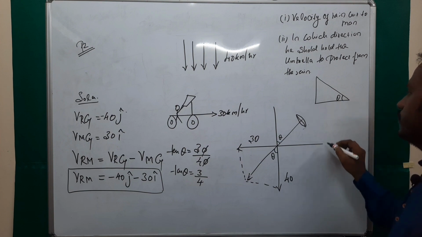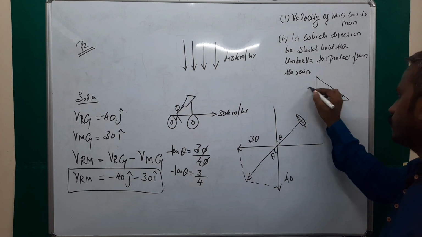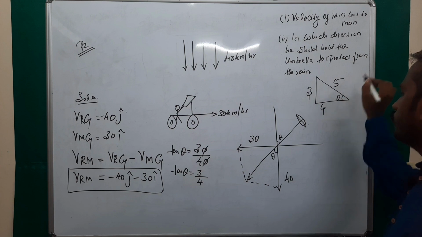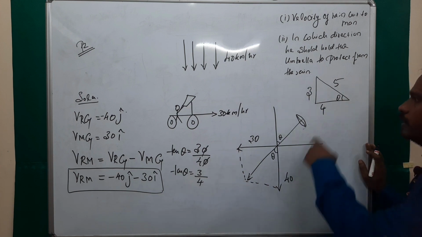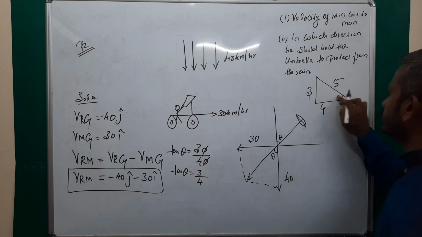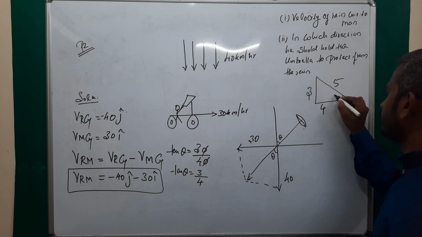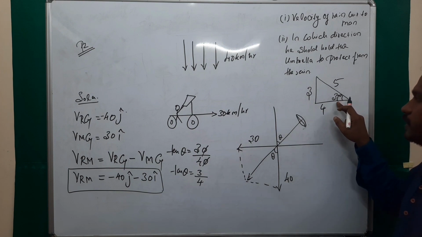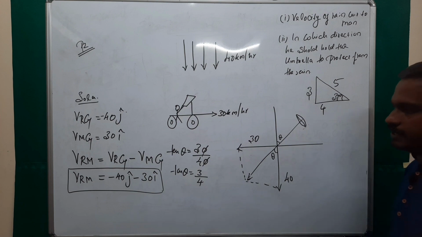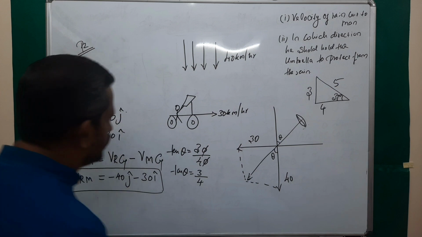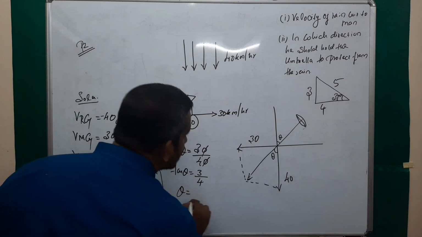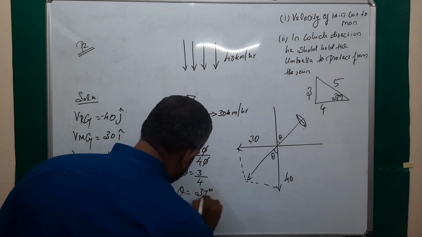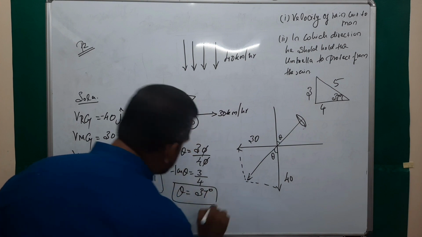So this angle is theta. So 3, 4, 5. So what is the angle? That is 37 degrees. Tan theta is equal to opposite side by adjacent side, so 3 by 4. So theta is equal to 37 degrees. So what is the answer?